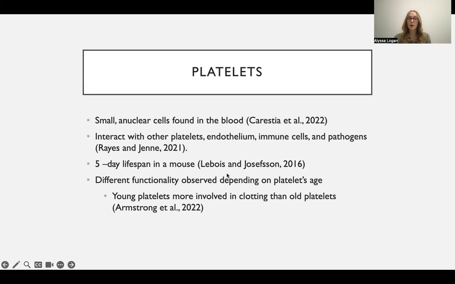Platelets in a mouse have a 5-day lifespan, and this is specifically relevant to my project because whether they are within the younger or older days of this lifespan affects their behavior. Specifically, young platelets are shown to form a clot more efficiently than old platelets.